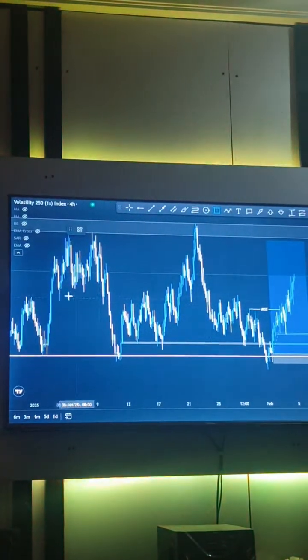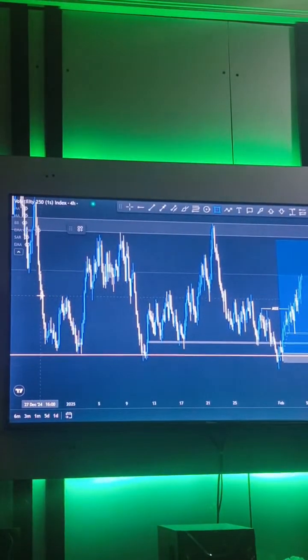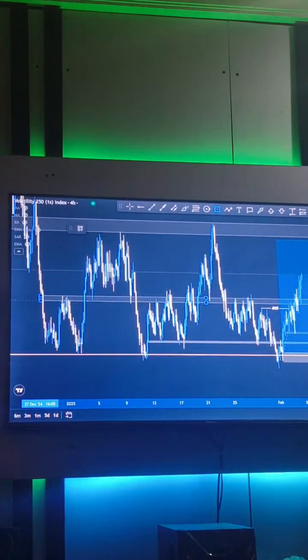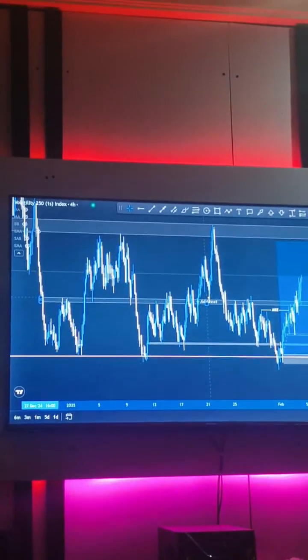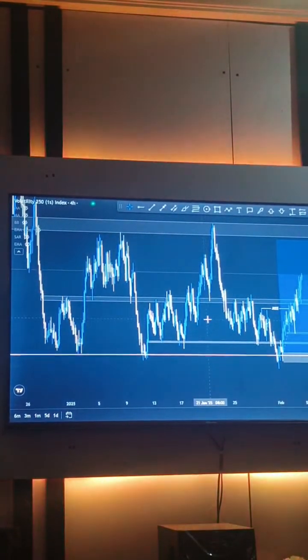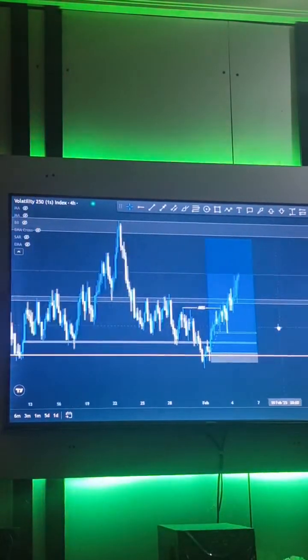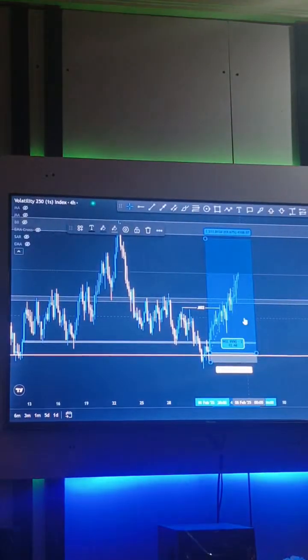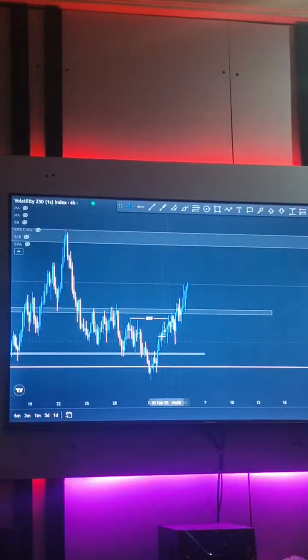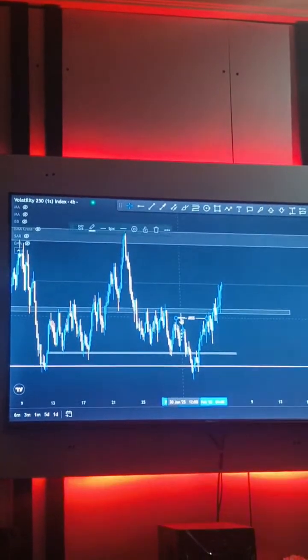Luckily for us, we have a level of support and resistance here, a zone that the market is respecting back to back. So let's remove this. We have already been on this market movement, so that one has passed already. So let's look for this.